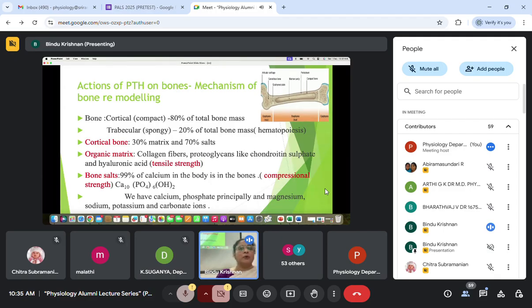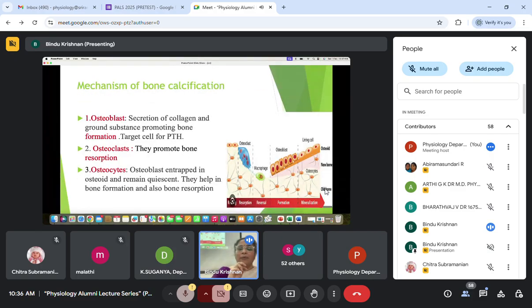So coming back to the bone, the structure of the bone. You have the organic matrix, which is made up of collagen fibers. It is mainly type 1 along with the proteoglycans. And these are the ones which are going to give the tensile strength. While the bone salt, that is your hydroxyapatite, is the one which is going to give the compressional strength, right? So we have 99% of calcium in our body in the bones and 85% of phosphate again in the bones. Now, remember what we are going to discuss here is not about calcification, but remodeling of the bone, because that is where the topic today sits, where the parathyroid hormone and vitamin D are going to act.